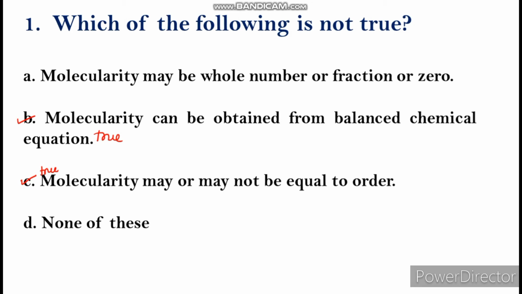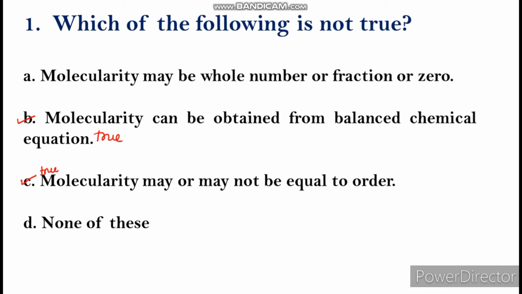Molecularity tells you the number of reacting molecules which are taking part in the reaction, or number of moles of reactant molecules which are taking part in the reaction. But order is nothing but the sum of powers of molar concentrations of reactants in the rate determining step. So order is different, molecularity is different. They may be equal, they may not be equal. That is true.